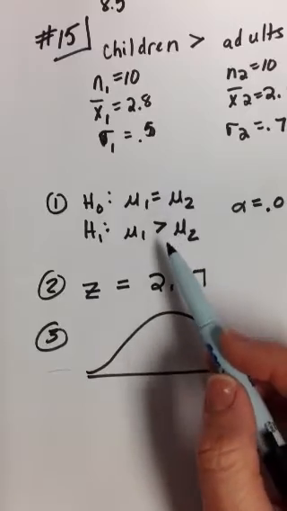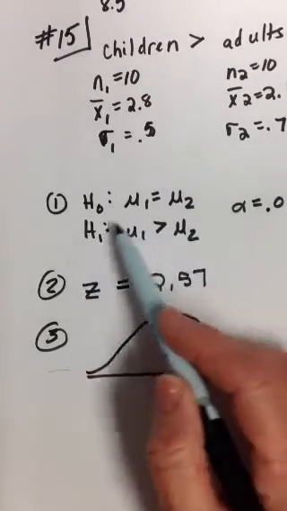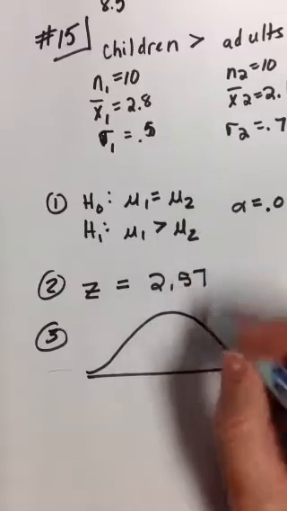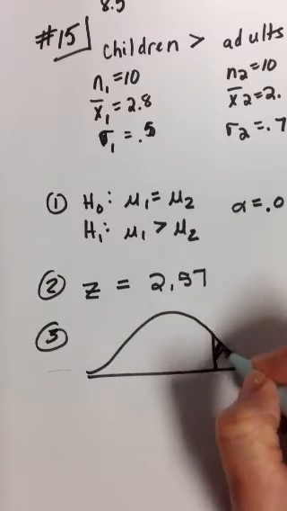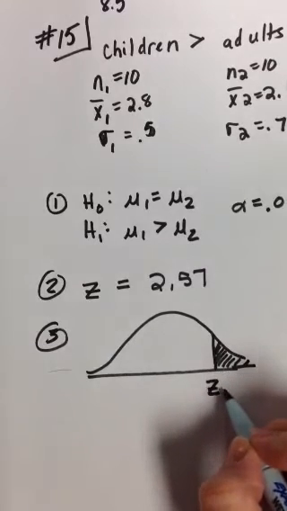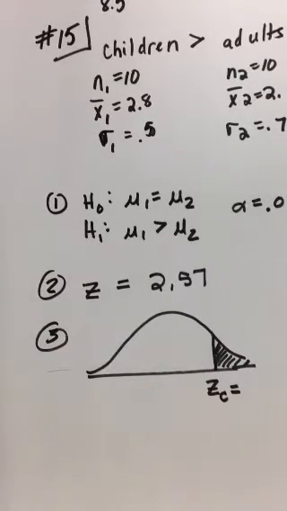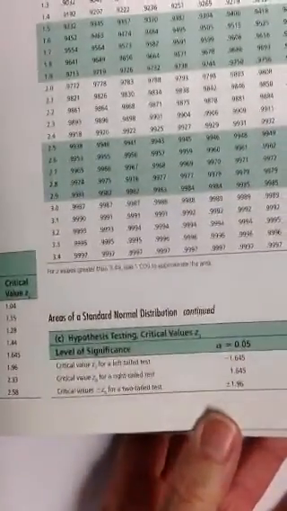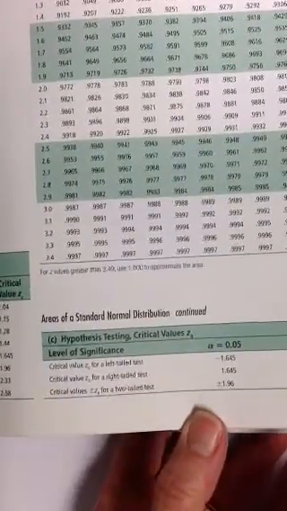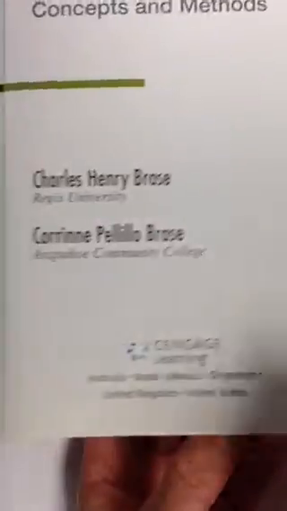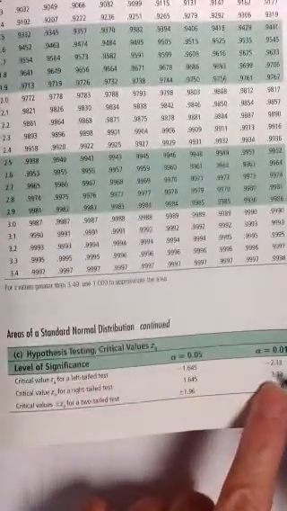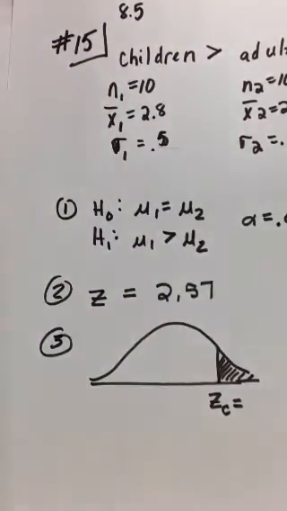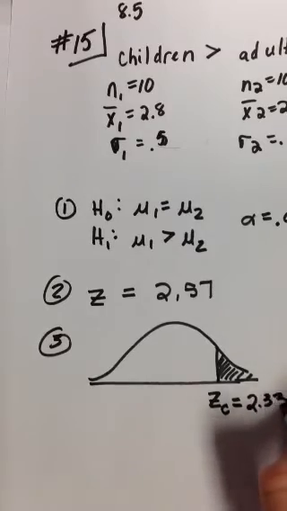Okay, so in step 3, when I do my critical region, I need to determine, is this a right-tailed, left-tailed, or two-tailed? Based on the alternative, remember we're looking at the alternative, it's pointing to the right, it's a right-tailed test. So I need to look up my critical value here. So I go to my standard normal table. It's a right-tailed test. Alpha's 0.01, so it looks like 2.33. So my critical value is 2.33.